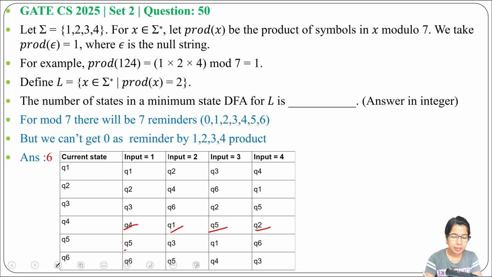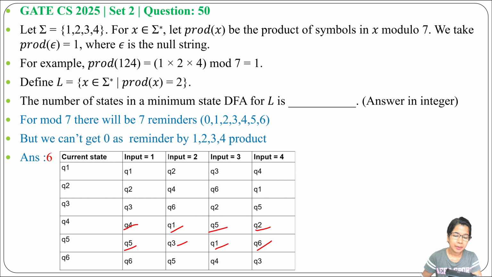5 multiplied by 1, remainder is 5. 5 multiplied by 2 is 10, 10 divided by 7, remainder is 3. 5 multiplied by 3 is 15. So 15 divided by 7, 7 multiplied by 2 is 14, 15 minus 14, it's 1. 5 multiplied by 4 is 20. So remainder is 6, 20 minus 14.